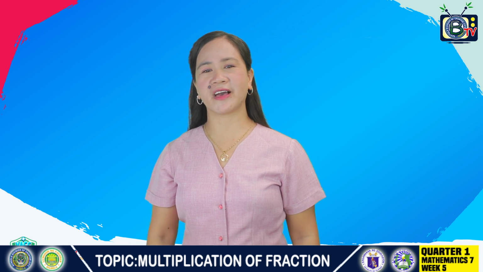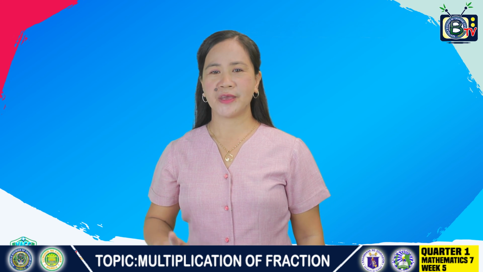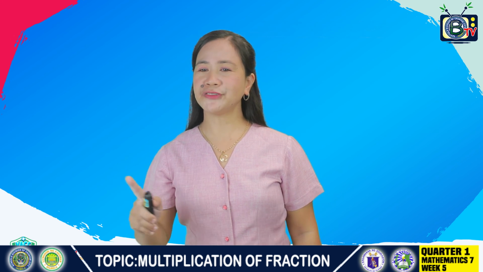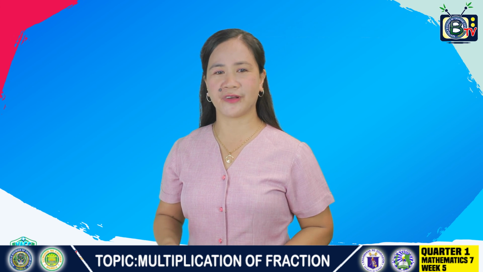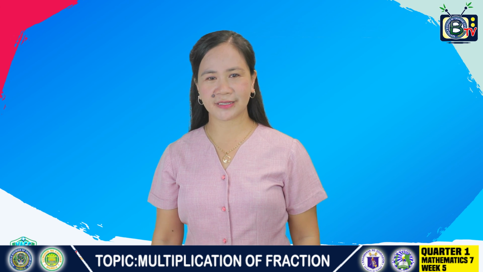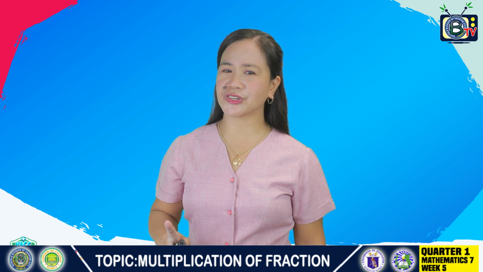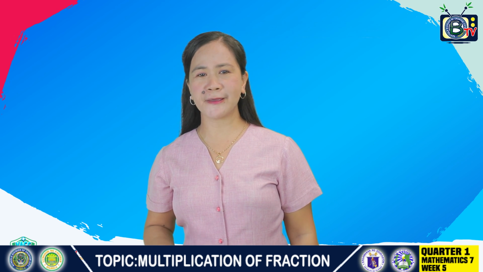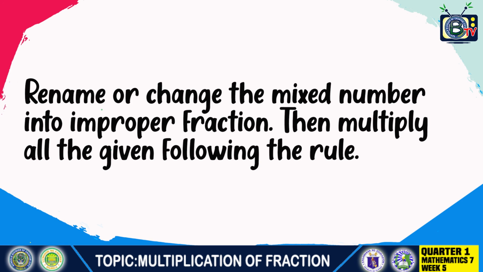Now, let's have a recap of what we have discussed today. Based on our discussion, how do we find the product of two fractions? First, we multiply the numerators, then multiply the denominators and simplify. Next question, class. What if the given are mixed fractions? Can we multiply immediately? Of course not, because we need to rename or change the mixed number into an improper fraction. Then, multiply all the given following the rules in multiplication of fractions.